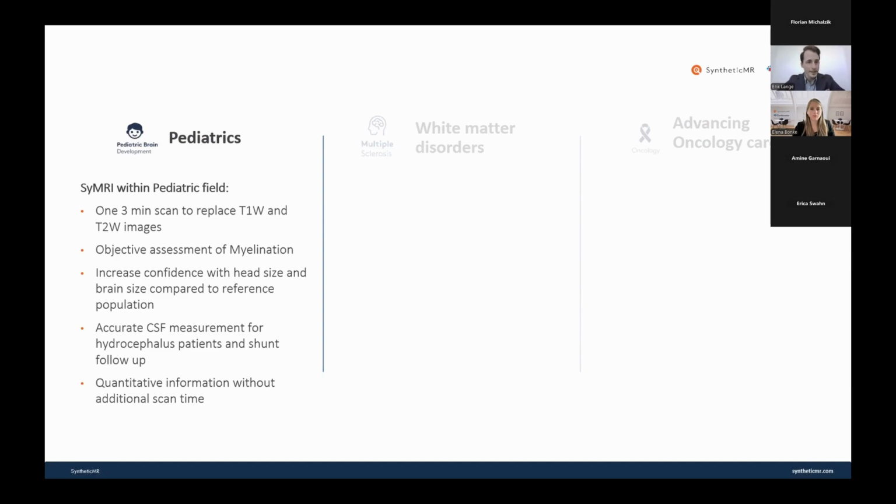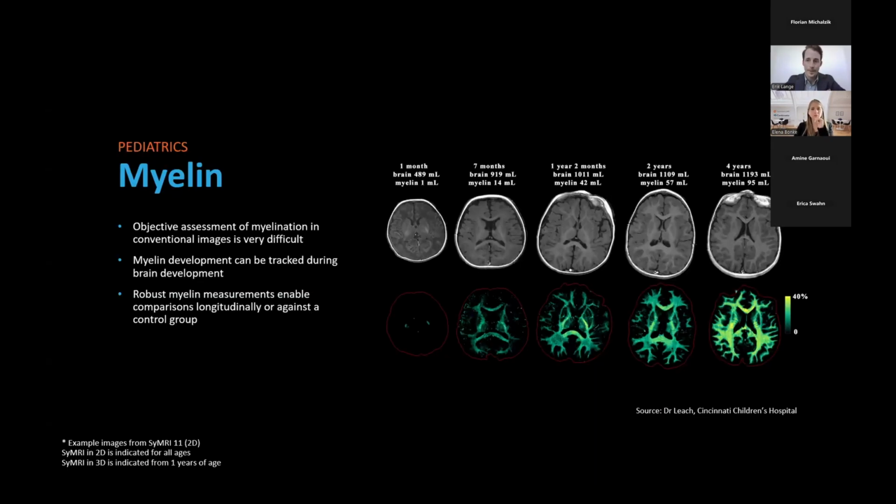This then gives you access to having the myelin maps for objective myelination of the maturing brain, and head size and brain size in the reference curves and directly in your PACS really helps in the confidence for the radiologist. CSF measurements are great to have for patients with hydrocephalus or for shunt follow-up. And of course, all of this quantitative data is provided to you without any additional scan time implemented this way.